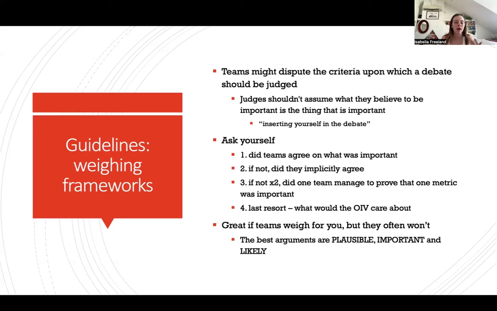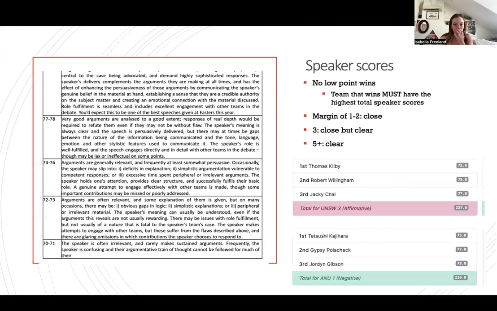Teams might weigh for you and they might agree on what's important, in which case, awesome. I think you'll find at the Easters level particularly that often won't be the case. So you need to think about what the OIV cares about. What did they spend the most time talking about? Did they say that anything was important in a way that was persuasive? And remember that the best arguments fit three criteria. They are plausible, they are important, and they have a high chance of coming to fruition, so they are likely.